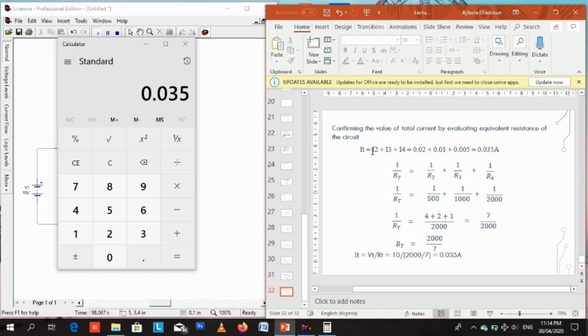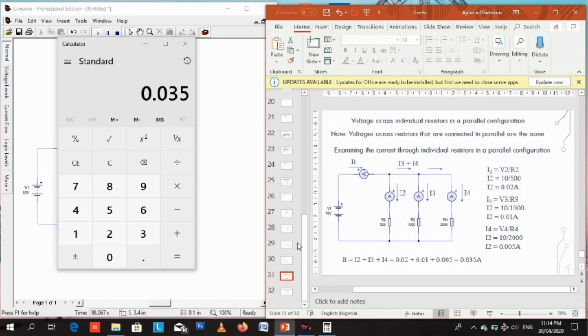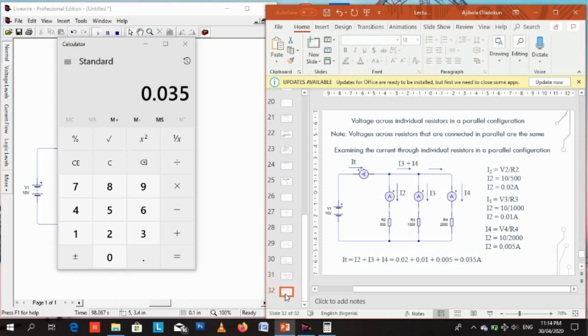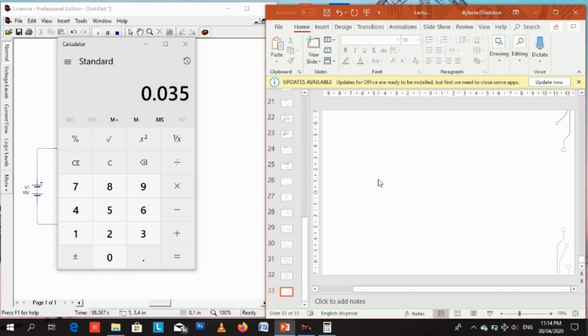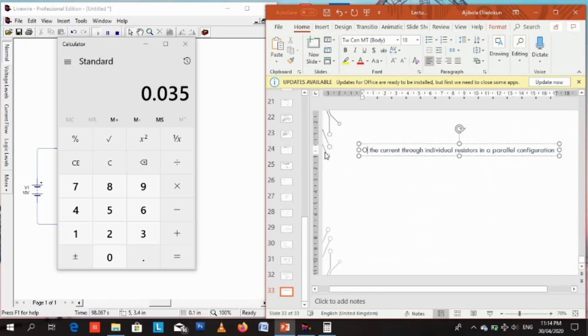So these are the two ways you can obtain your total current. You either get the individual currents flowing through the resistors and add them together to get your total current, or you get the total resistance of the whole circuit RT and then use Ohm's law to get your IT. So you can get IT, the total current, using two different approaches. So let's go.